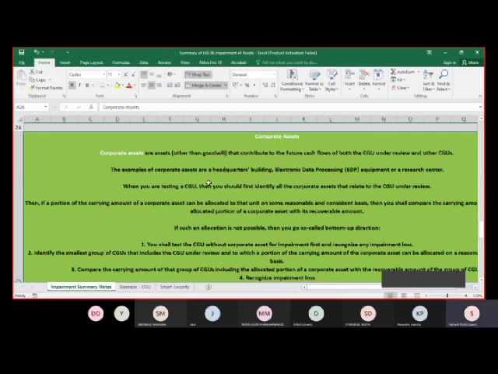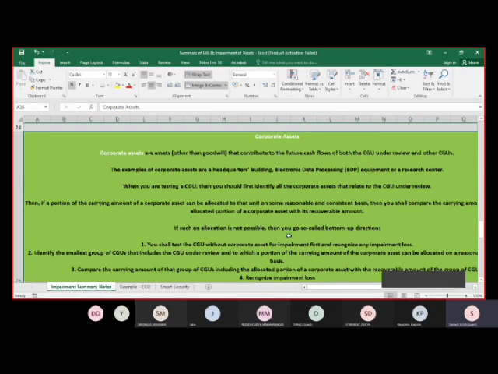When you are testing a CGU, you should first identify all the corporate assets that relate to the CGU under review, and then include them in the CGU. Then if a portion of the carrying amount of the corporate asset can be allocated to that unit on a reasonable and consistent basis, you shall compare the allocated portion of the carrying amount of the corporate asset with its recoverable amount.